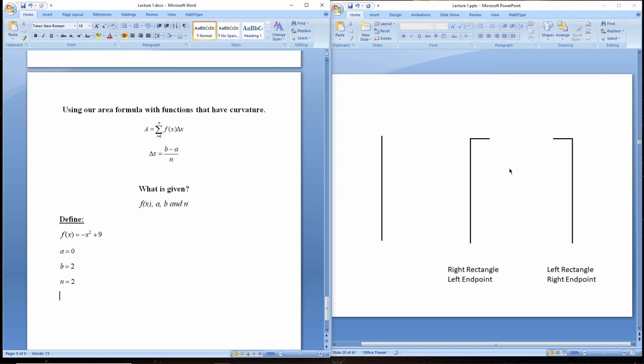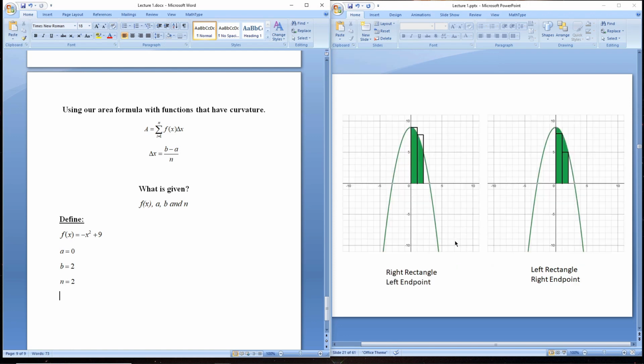Let me show what that looks like. On this left graph, I have these right rectangles. I drew my line straight up and then to the right, and then I drew my next line straight up and to the right, and I formed these two rectangles. So that's our right rectangles.